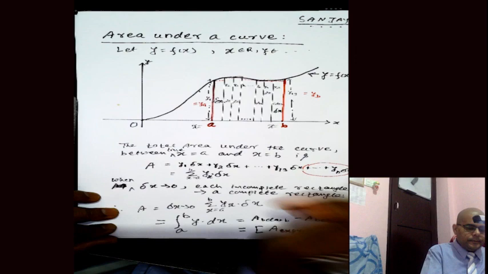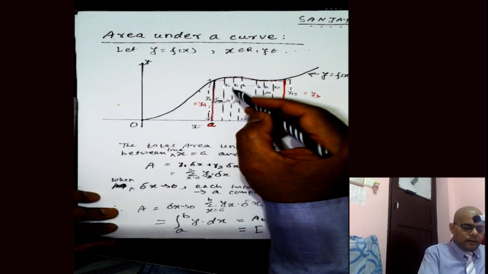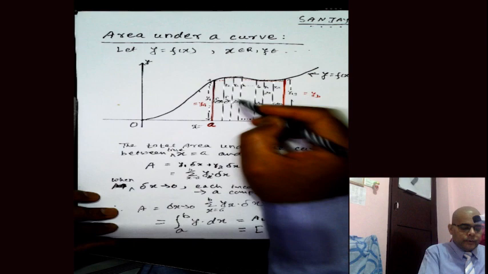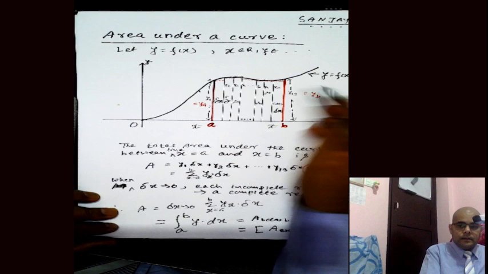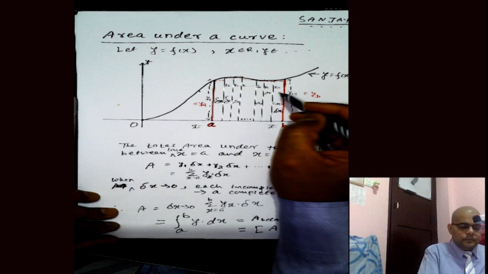Alright, and then similarly the area of another rectangle has height y2 and its width is delta x. So we keep the rectangles of equal width, but the heights are different here. And similarly, you can find the area of each rectangle, however many rectangles we have considered.